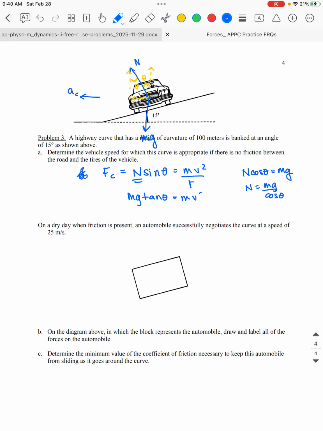You're going to notice that a lot of you might think, well, I don't have mass. How can I solve for this? For circular motion, mass always cancels out for your centripetal force. So in the end, we get a velocity that is equal to the square root of r g tan theta. And if you plug in the values, you should get 16.4 meters per second.